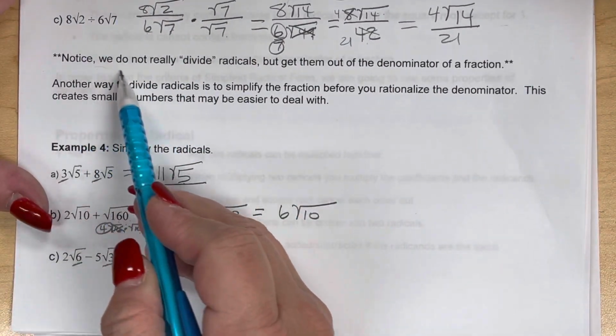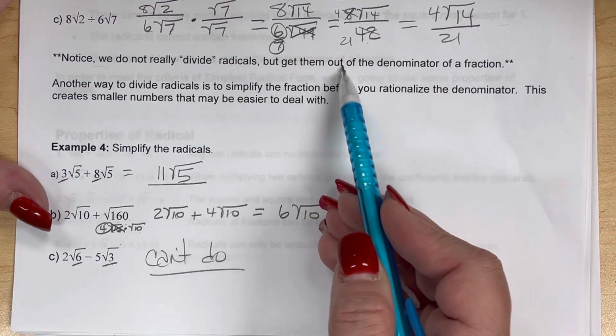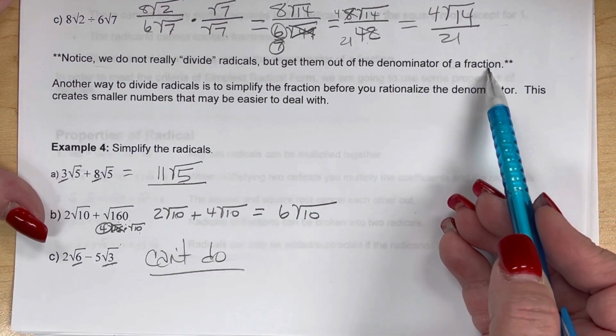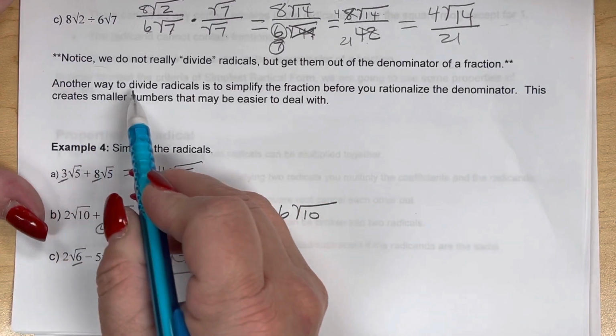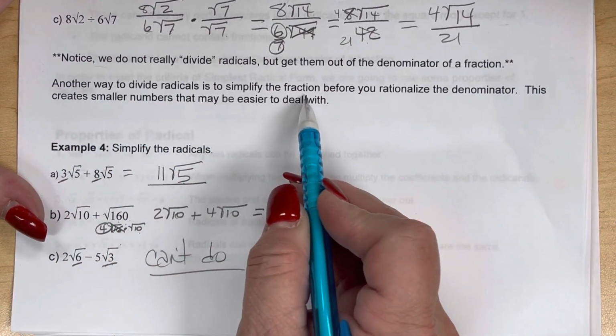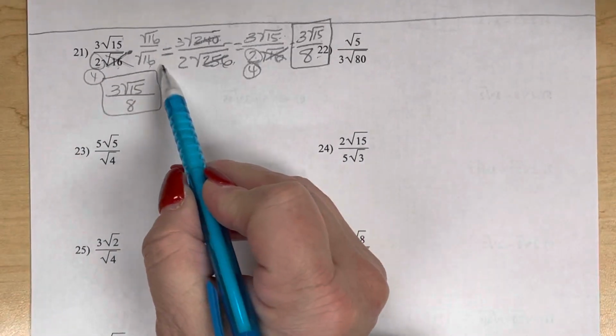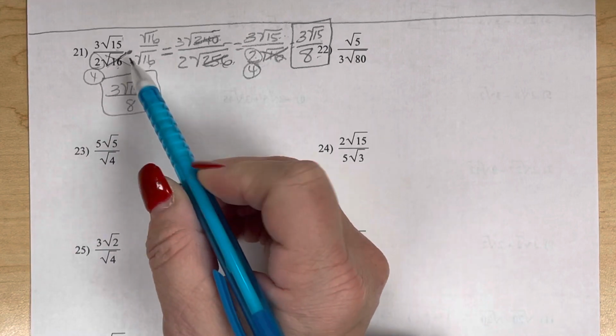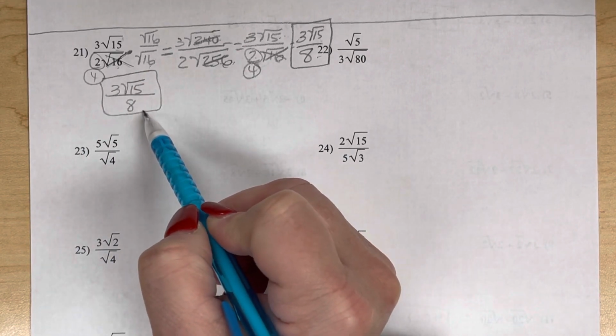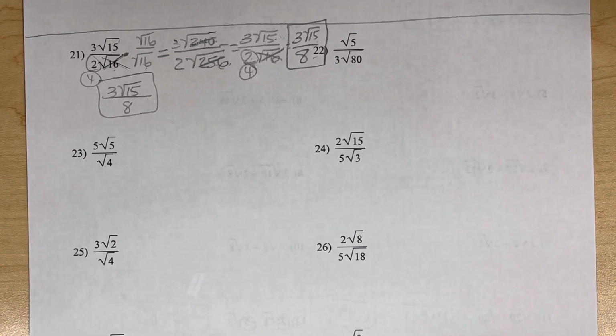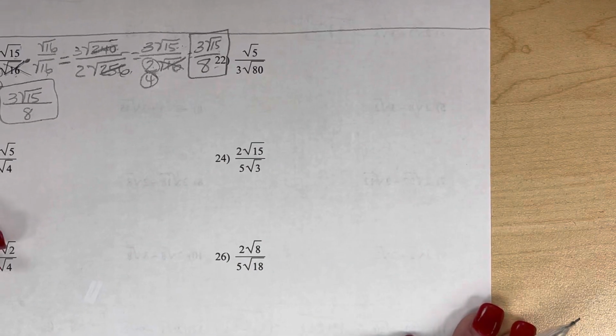It says, notice we do not really divide radicals, but get them out of the denominator of a fraction. And then it says another way to divide radicals is to simplify the fraction before you rationalize the denominator, okay? So this is rationalizing the denominator. So sometimes you can simplify it before you ever begin. Just like I've said all along, and you'll hear me say that a million times more, please go slow, okay? Go slow.